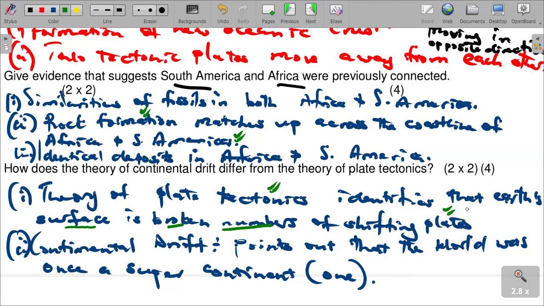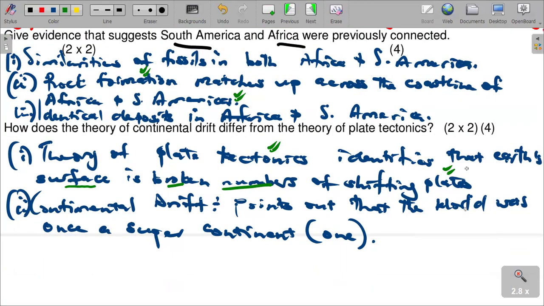And then continental drift points out that the world was once a supercontinent. The world was one, and then the continents drifted and moved apart in masses. So therefore, it resulted in the continents that we know of now, which we were just explaining above, formed from the different places that we are looking at.